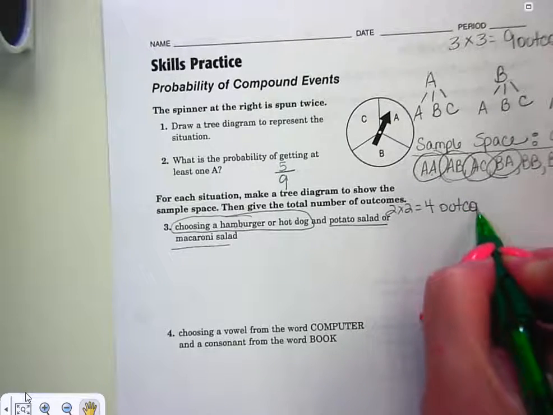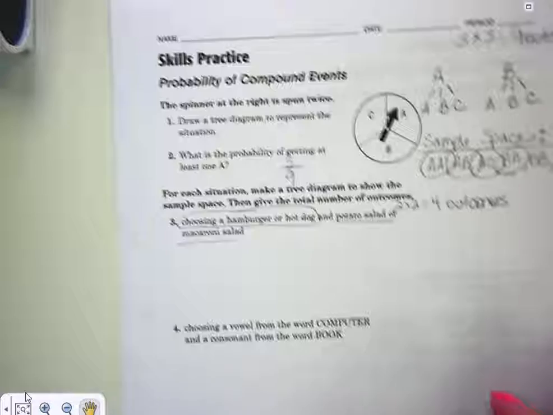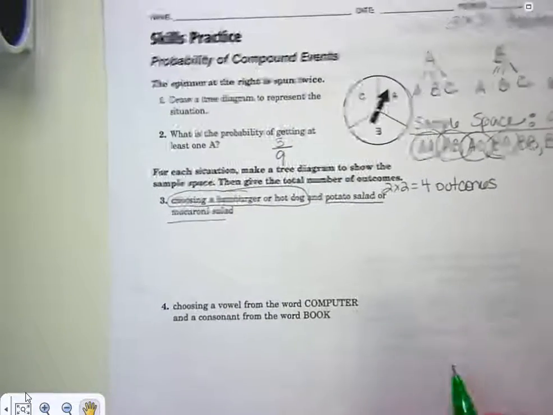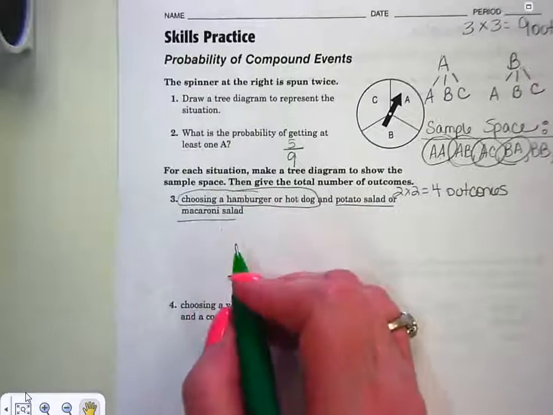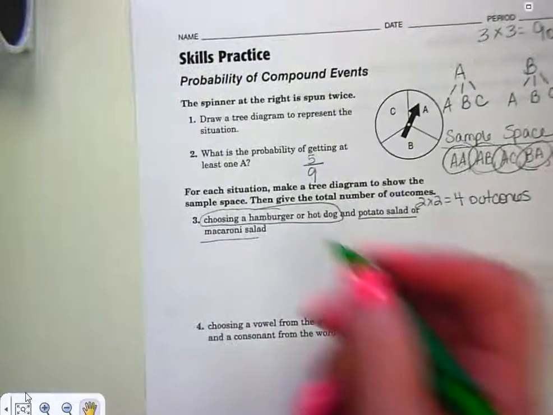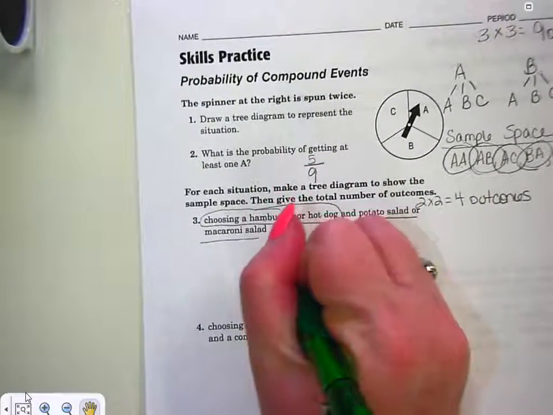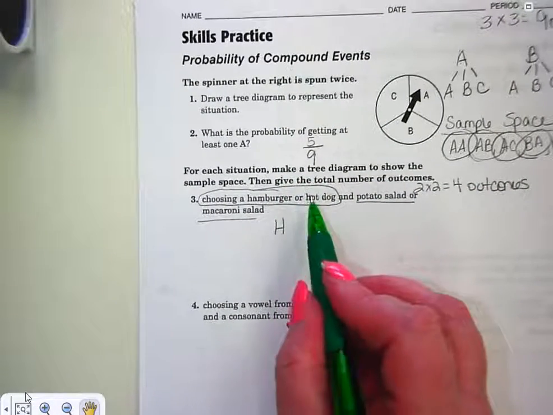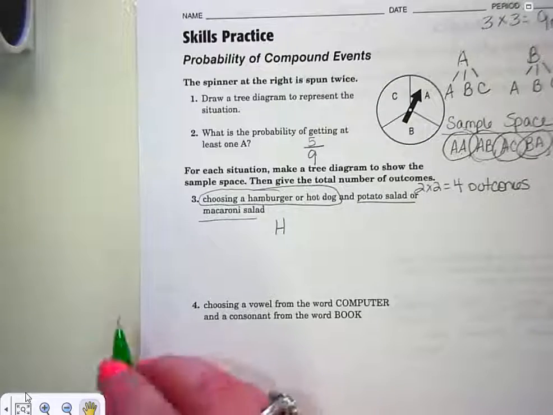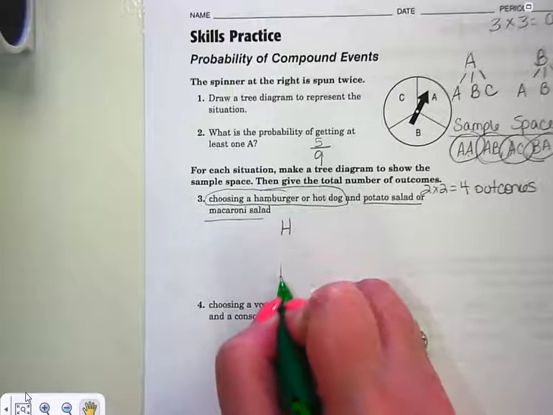But now we need to make a tree diagram. So the first thing is I need to pick a letter to represent hamburger. So we can do hamburger. And what letter do you want to choose for hot dog? D. That works.